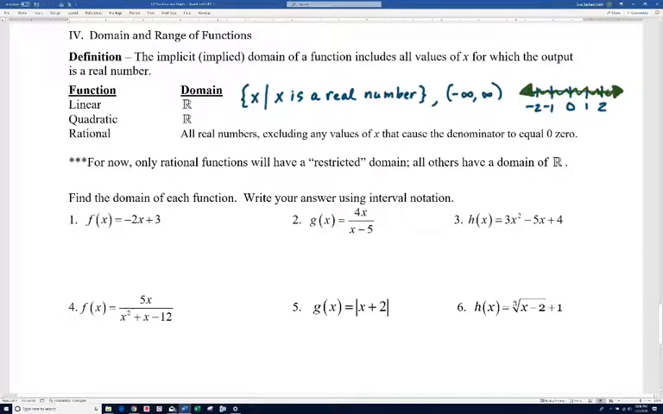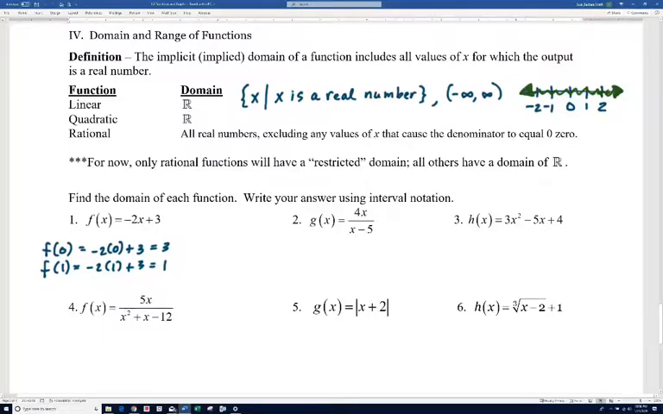So basically, we want to know what numbers we can plug into the function. Is there anything that we can't? When we say the domain's all real numbers, we're saying we can plug in any value as an input. So I'm going to do a couple here. F of 0 would be negative 2 times 0 plus 3, which is 3. If I plug in, we'll say 1, I'd get negative 2 times 1 plus 3, which is 1.